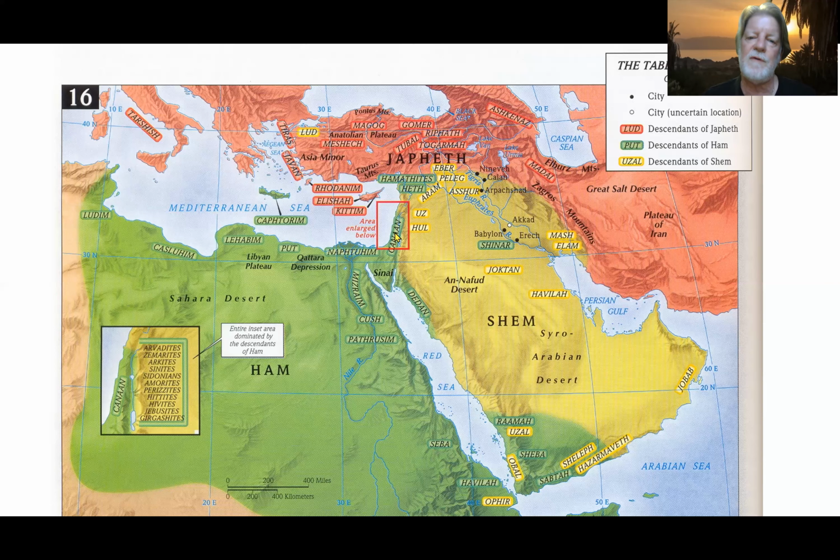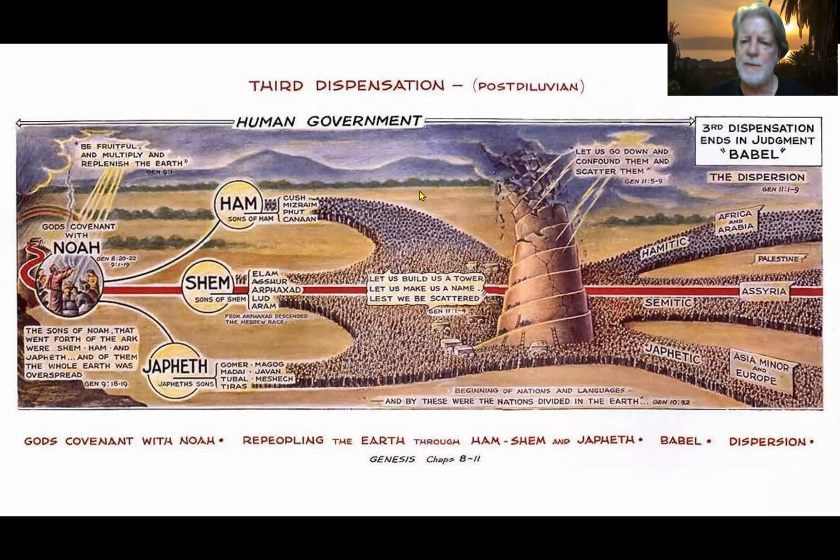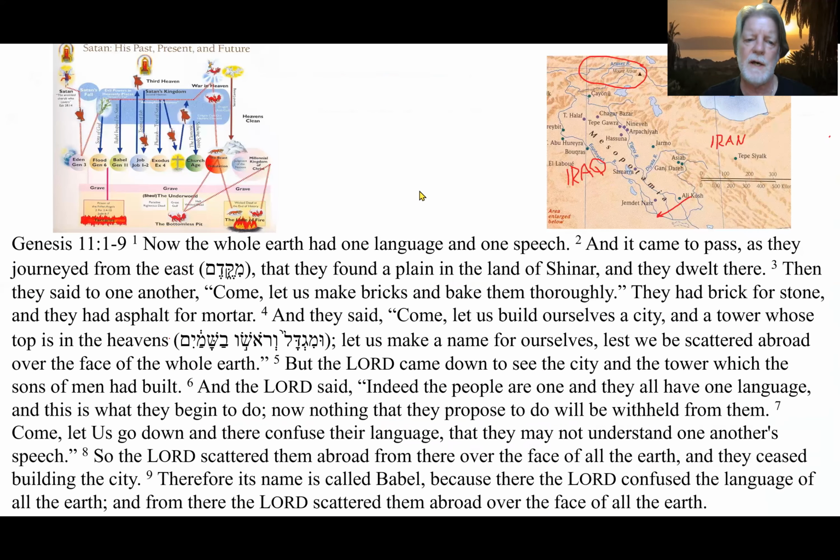Okay, that's enough of our map. That's where the three sons basically kind of settled in these different areas. So now you know. Here's our big chart again. We want to spend a little time talking about the Tower of Babel. And I drew a little map here.